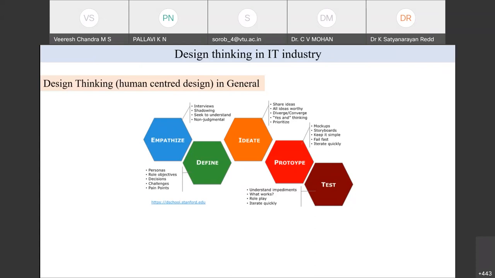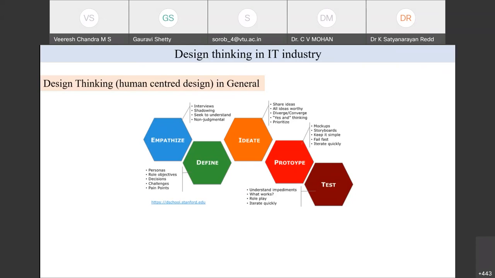By doing all these things, we have collected the data. Let us now define the problem. Problem definition, personas, role objectives. We should define the role objectives. What exactly are the objectives of this particular problem? What will be obtained after finding the solutions?